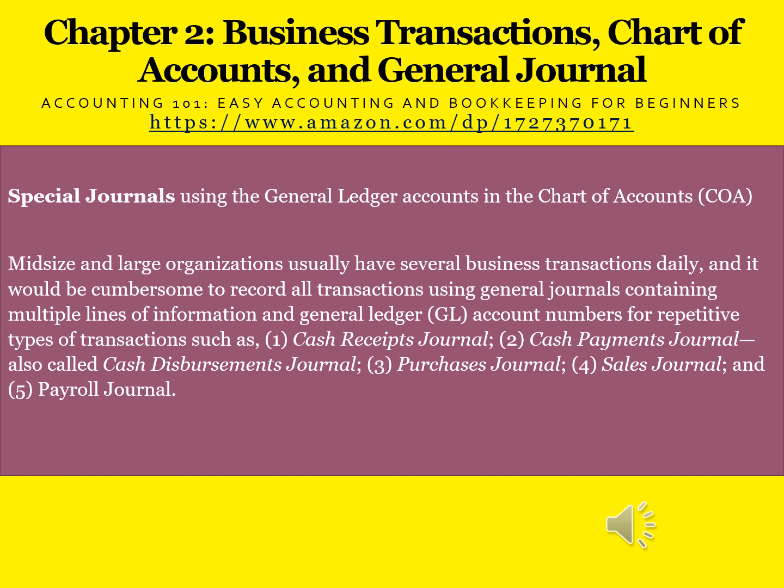5 common types of special journals are: 1. Cash receipts journal, in which all receipts of cash and checks are recorded. 2. Cash payments journal, also called cash disbursement journal, in which all payments of cash and checks are recorded. 3. Purchases journal, in which non-cash purchases are recorded.